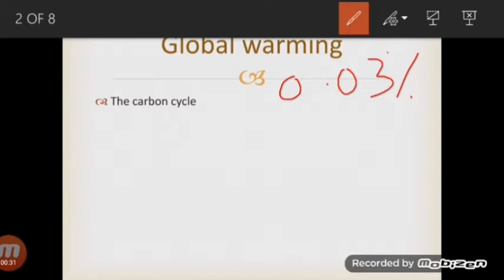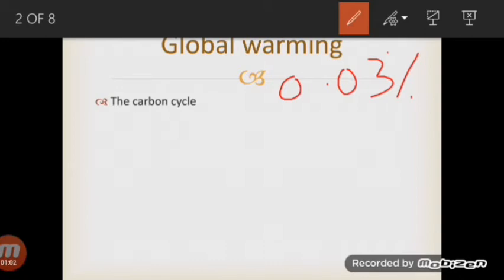If the atmosphere is to maintain a constant amount of carbon dioxide, then the rate that carbon dioxide is removed from the atmosphere must be balanced by the rate that the gas is returned into the atmosphere. So we need to balance the rate of release of carbon dioxide with the rate of consumption of carbon dioxide. So the carbon cycle is basically the mechanism that maintains the level of carbon dioxide in the atmosphere.